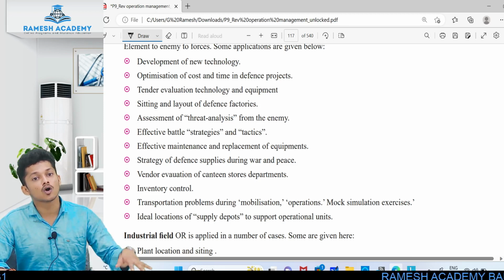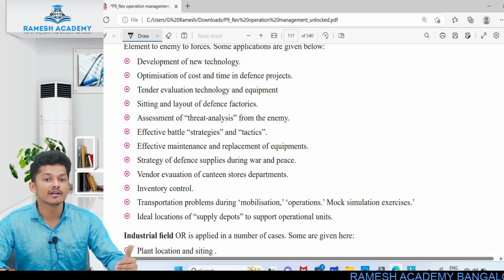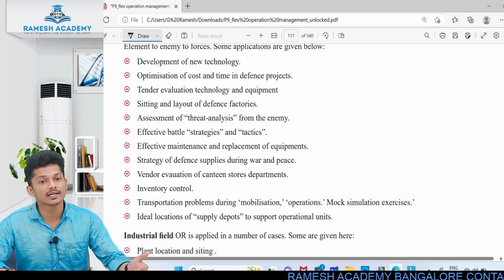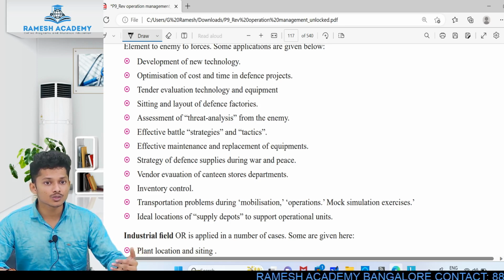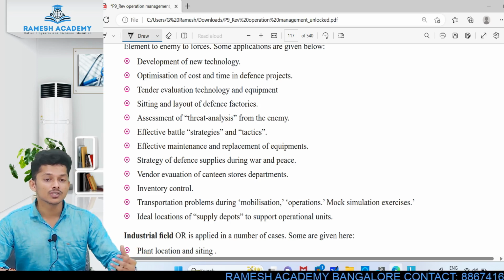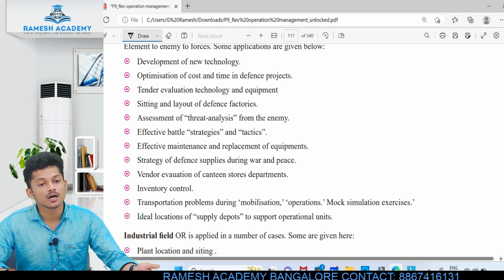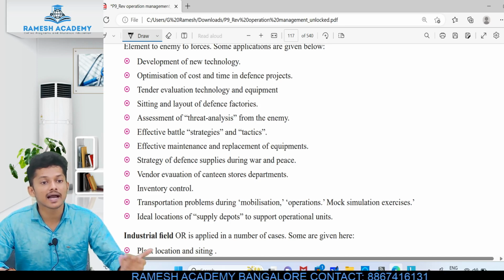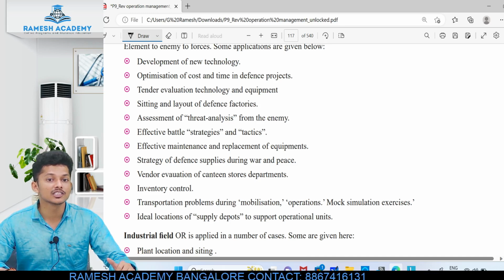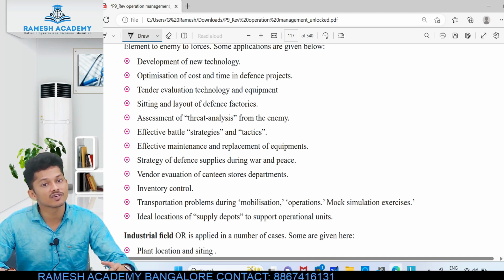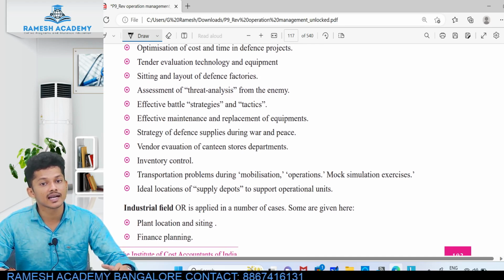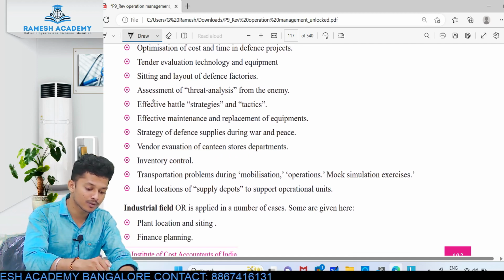Okay, next, optimization of cost and time in defense projects. Defense projects mean army-related things. So what are the cost and time? In less time, what are the best materials you can produce, or in less cost, what items are to be produced? Those are to be taken care of. And tender evaluation, technology and equipment, siting and layout of defense factories, assessment of threat analysis from the enemy. This is important, right?